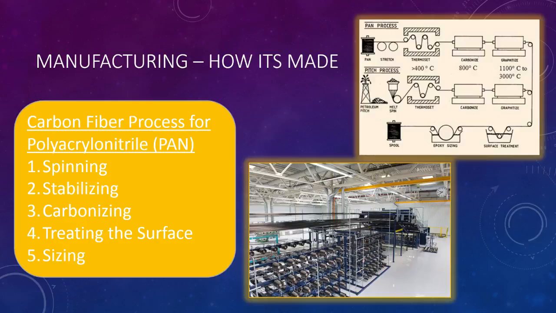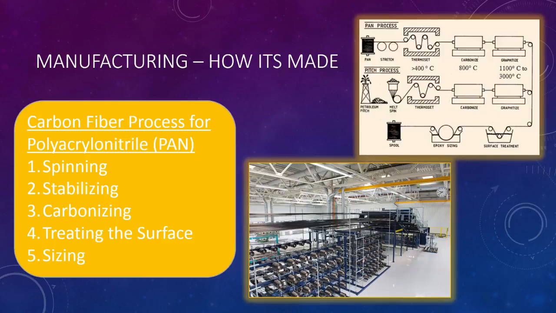The process for making carbon fiber is part chemical and part mechanical. The five main operations to form carbon fiber from polyacrylonitrile, or PAN, include spinning, stabilizing, carbonizing, treating the surface, and sizing. In the spinning step, PAN is mixed with other ingredients and spun into fibers, which are washed and stretched.